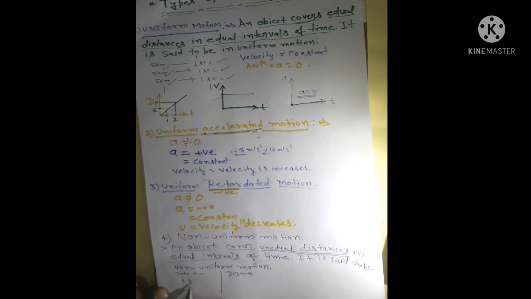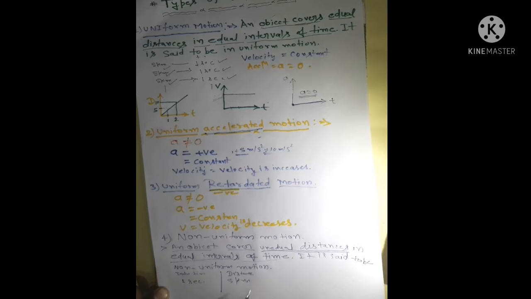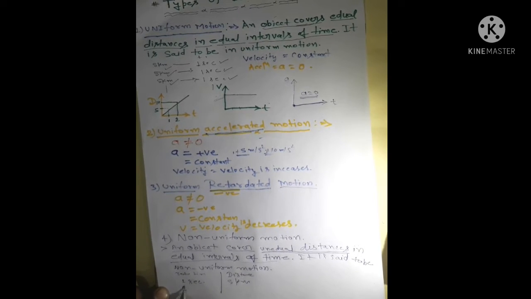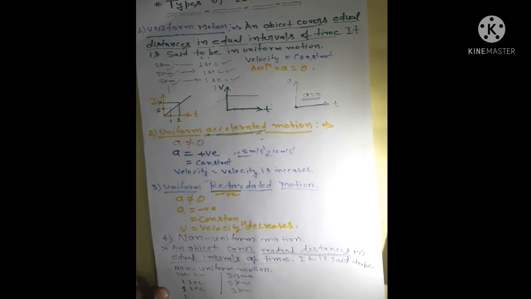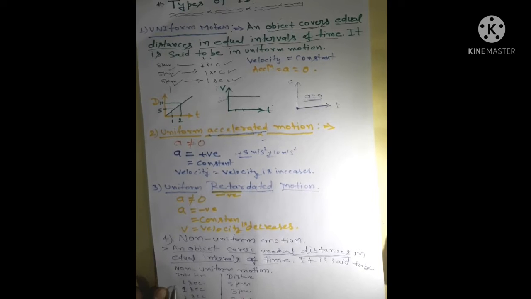In the first one-second interval it covers 5 km, in the next one-second interval it covers 3 km, and in the next interval of 1 second, 7 km. You can see the interval time is the same, but the distances traveled are not equal.